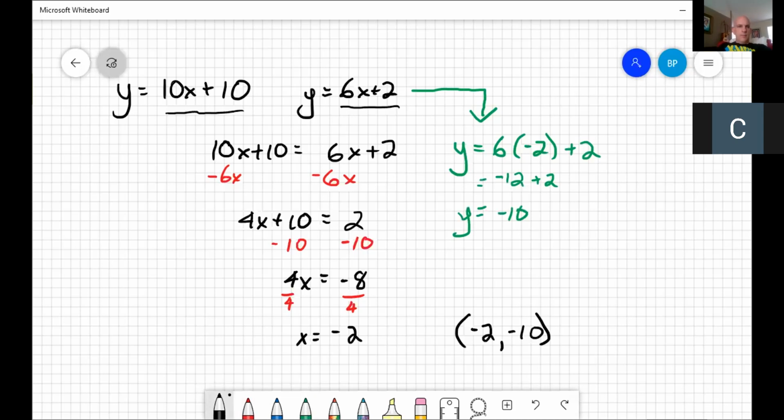Any questions on that substitution where we have to find both solutions, both x and y? All right, so -2, -10 was our solution there.